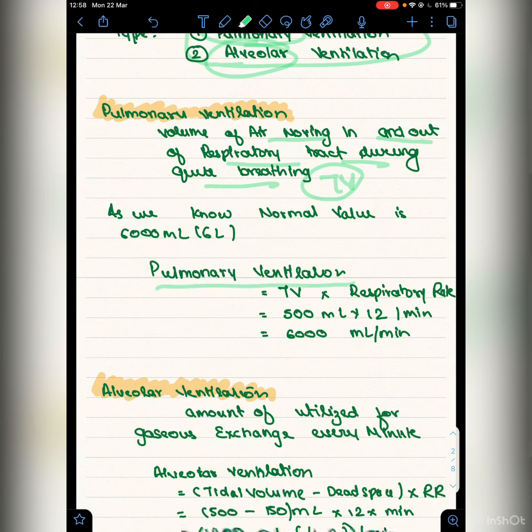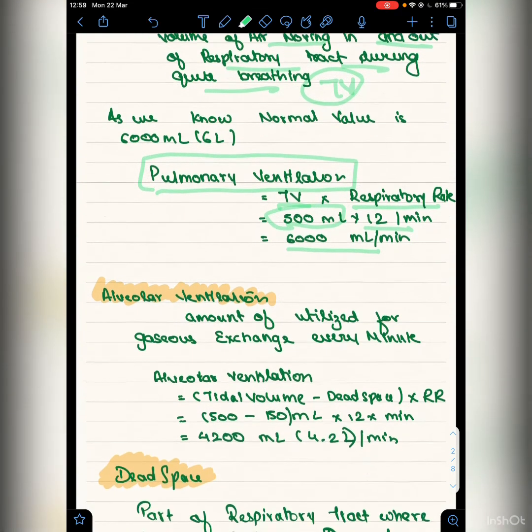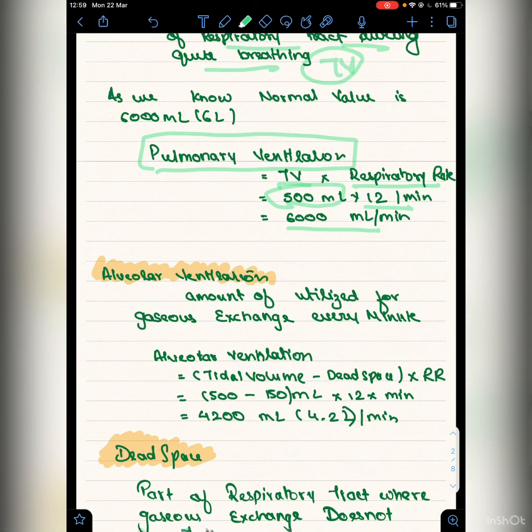So pulmonary ventilation comes out to be tidal volume multiplied by respiratory rate, which is 12 per minute. So 500 ml multiplied by 12 gives 6000 ml per minute. That is pulmonary ventilation.